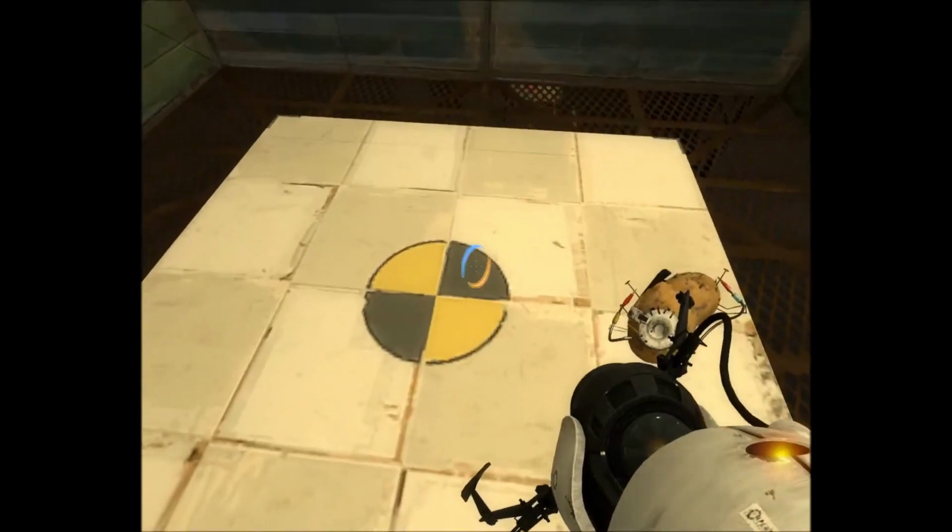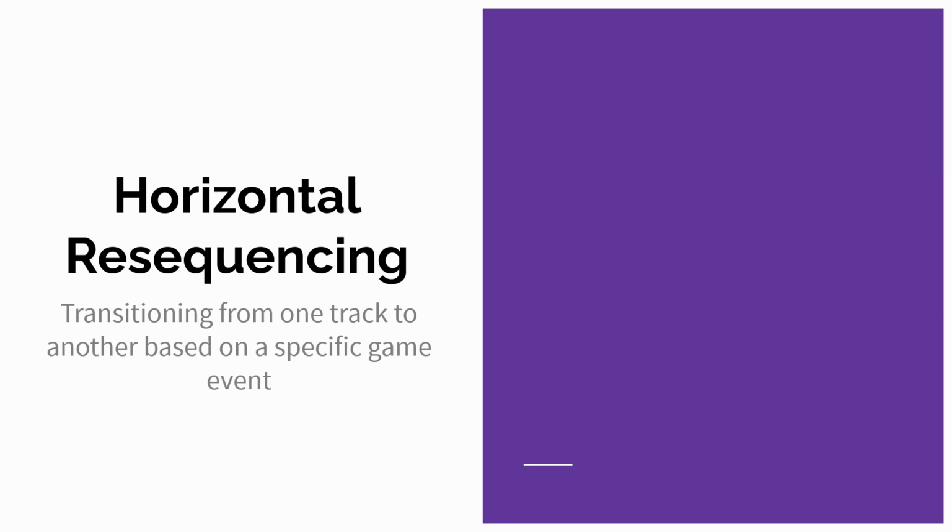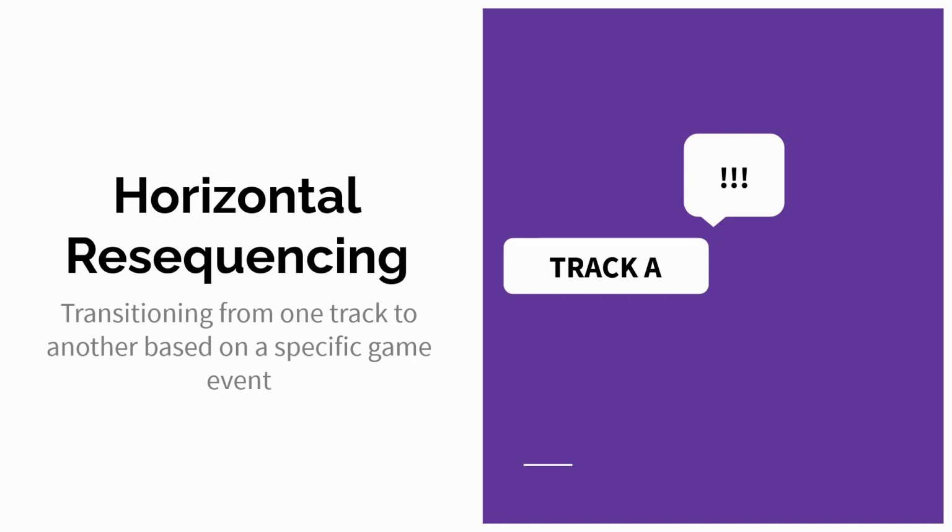All right, so the next strategy, we talked about vertical layering. Now let's talk about horizontal resequencing. So horizontal resequencing is a fairly simple idea. It's just what I've written here. You transition from one track to another based on a specific game event. So you have track A, you have an inciting incident or a trigger, and then track B begins to play.